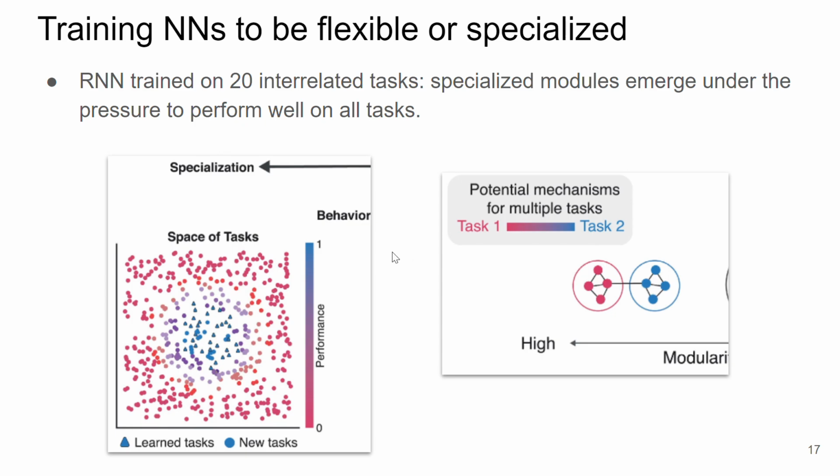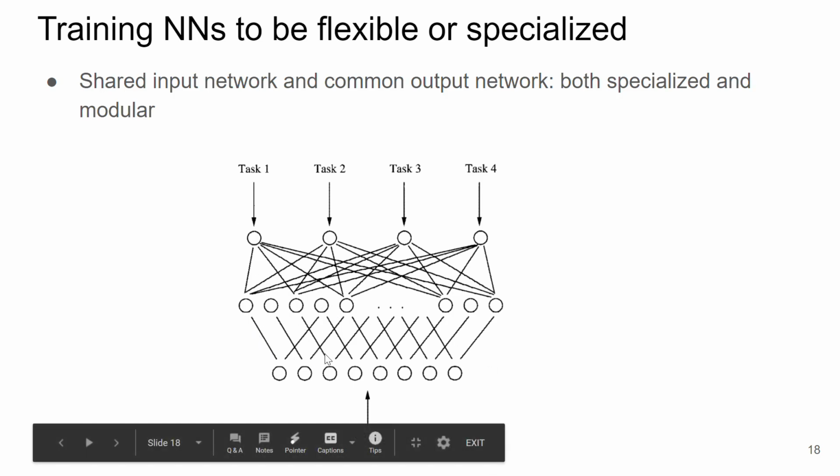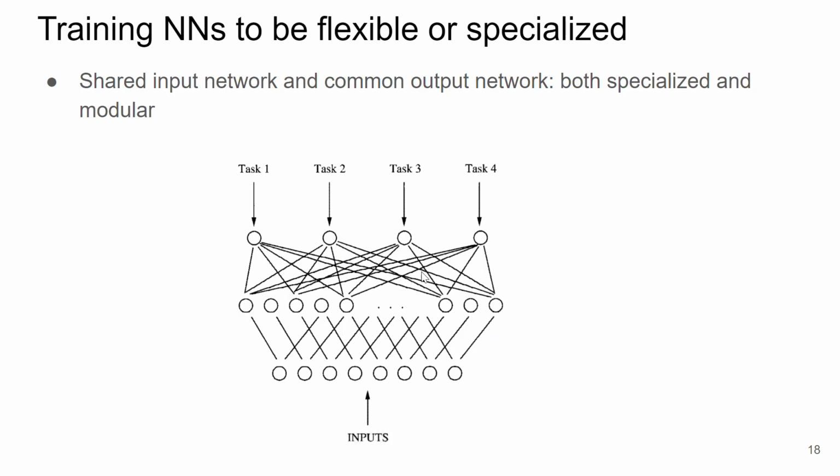And this is what we discussed earlier. When an RNN is trained on 20 interrelated tasks, specialized modules emerge under the pressure to perform well on all tasks that you have seen. And they argue that this need not always be flexible or specialized. Sometimes you can have an input layer which is common across tasks, and then output layers which are specific to each task. In that case, the network can be called both specialized and modular.